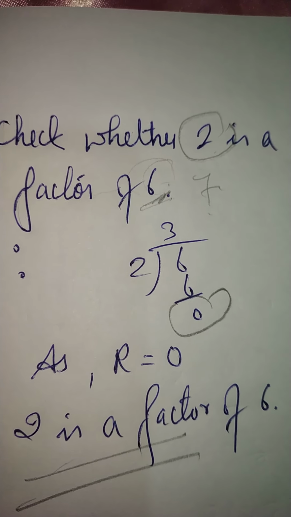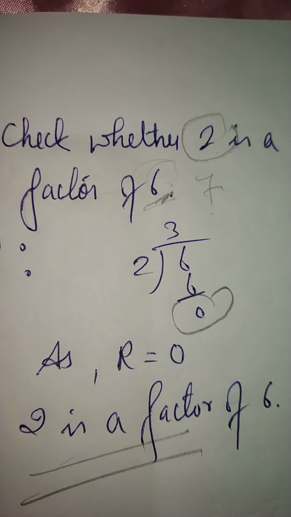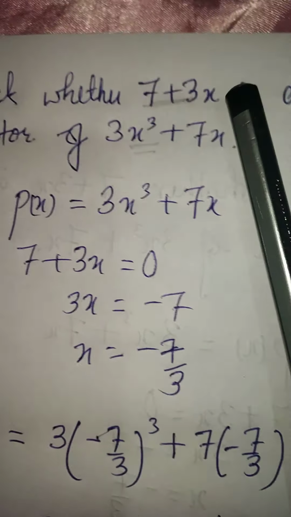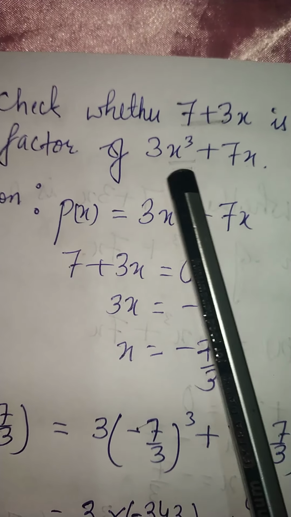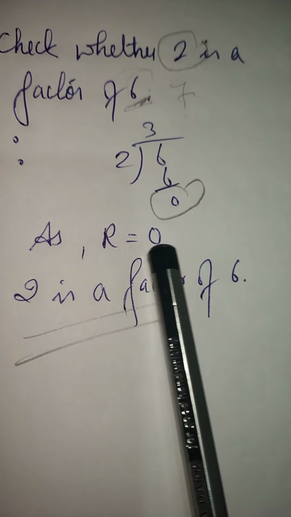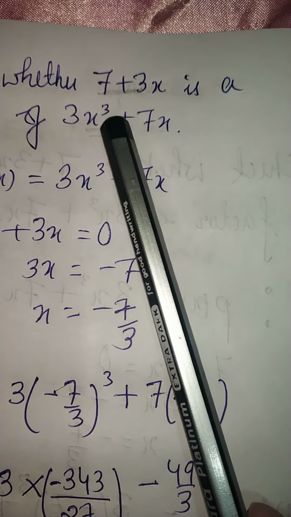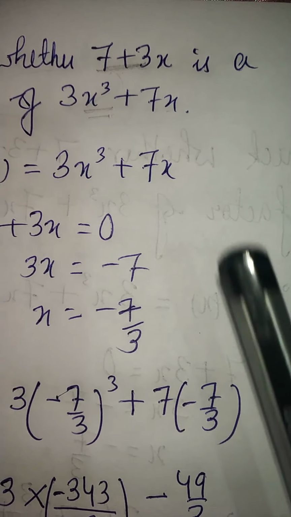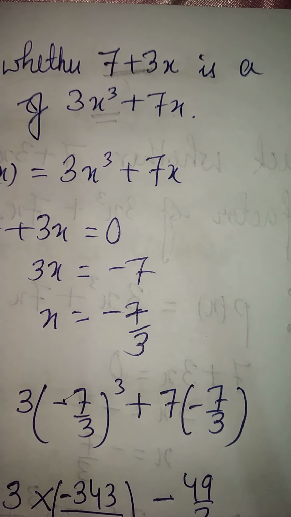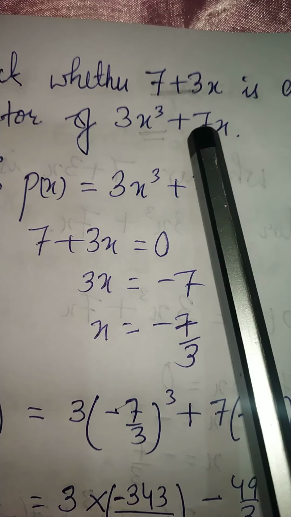No, definitely not. That means 2 is not a factor of 7, whereas 2 is a factor of 6. That means in order to identify whether the first polynomial is a factor of the second polynomial or not, we need to find the remainder. If our remainder is 0, that means the first polynomial divides the second polynomial exactly. But if the remainder is not 0, then the first polynomial does not divide the second polynomial exactly. In that case, the first polynomial will not be a factor of the second polynomial.